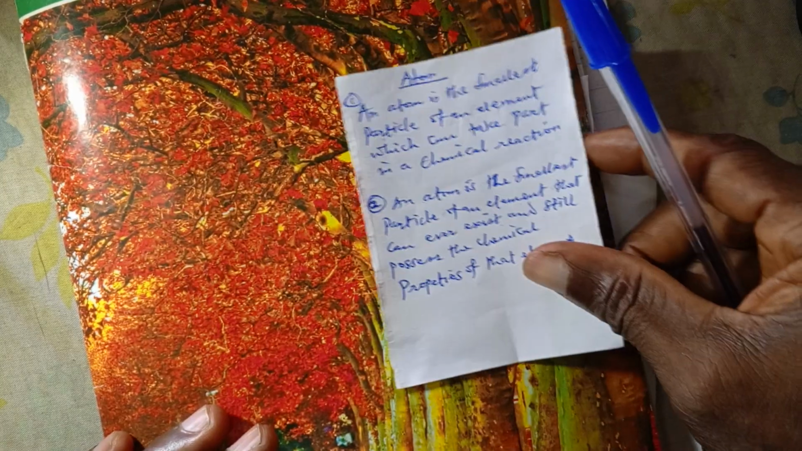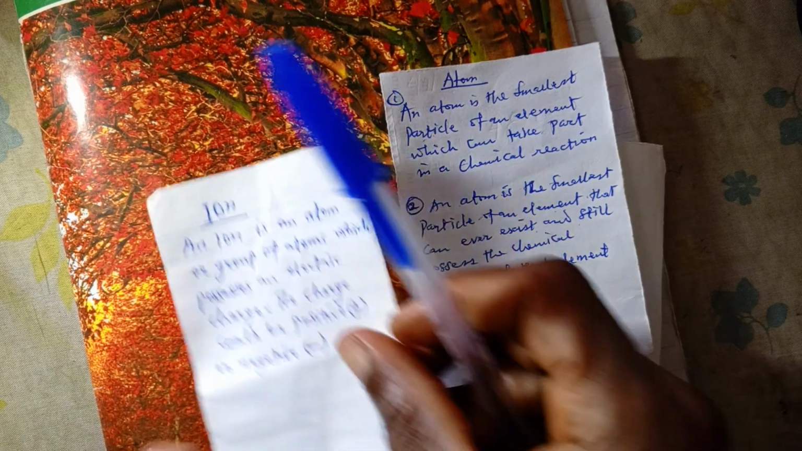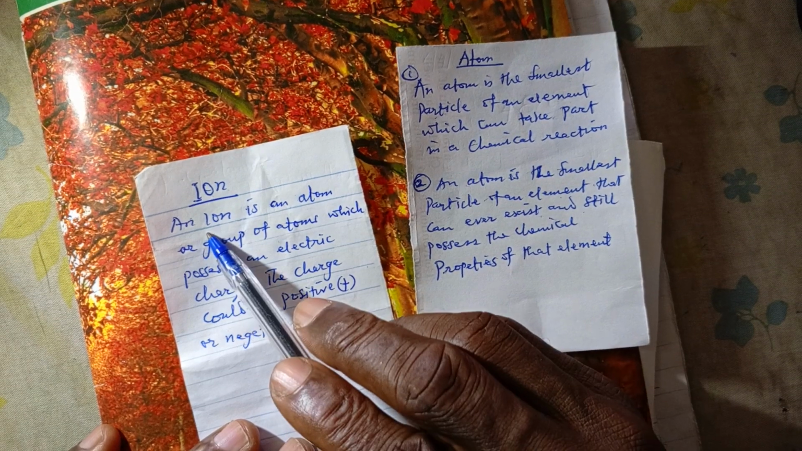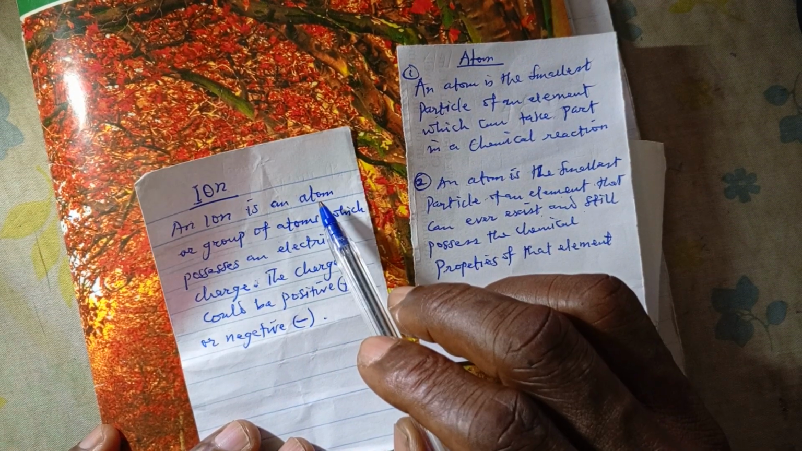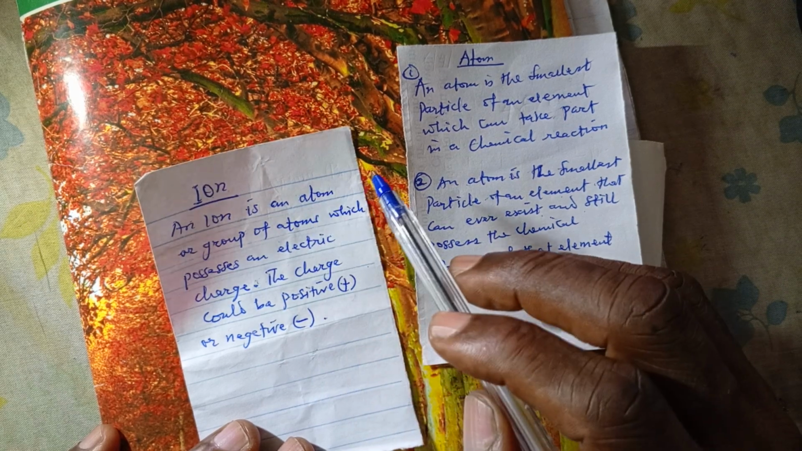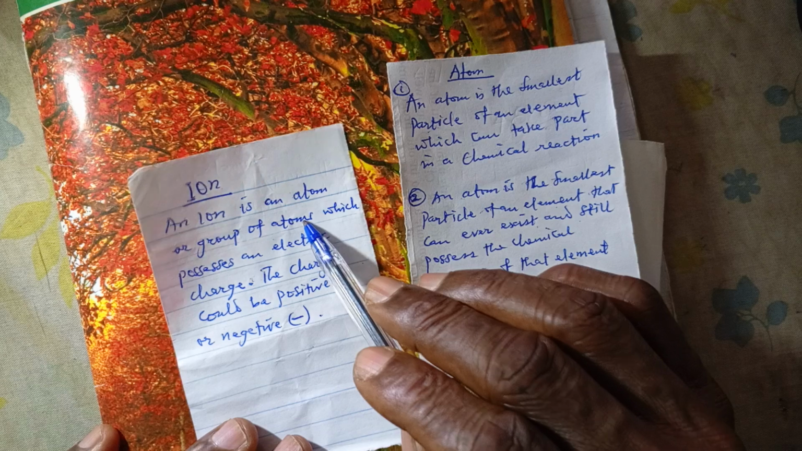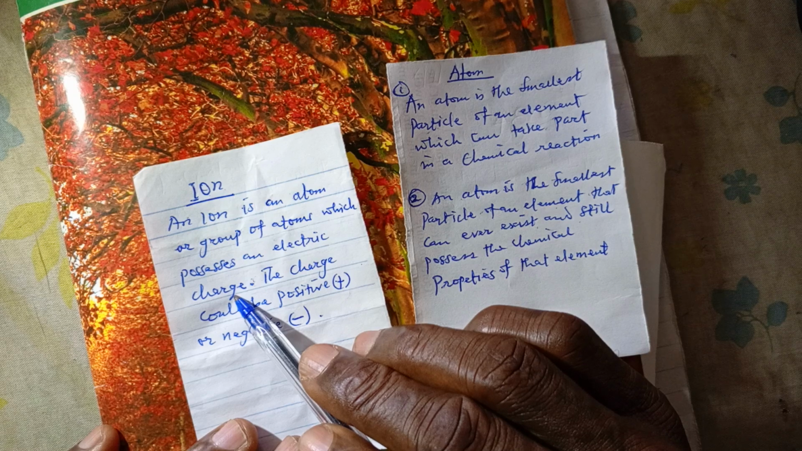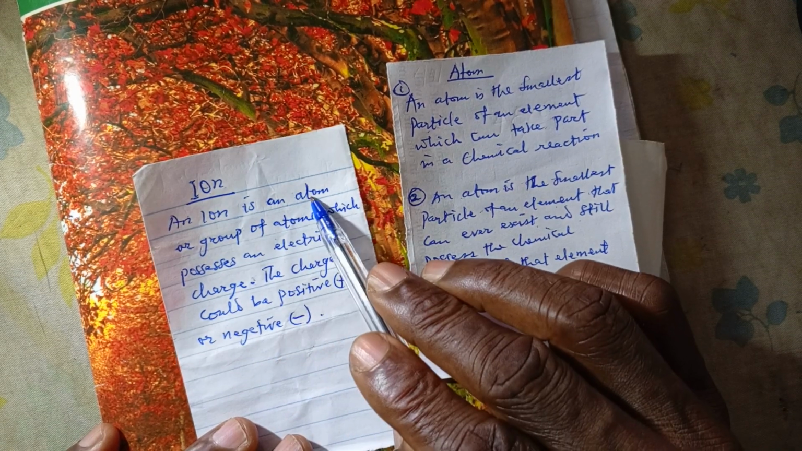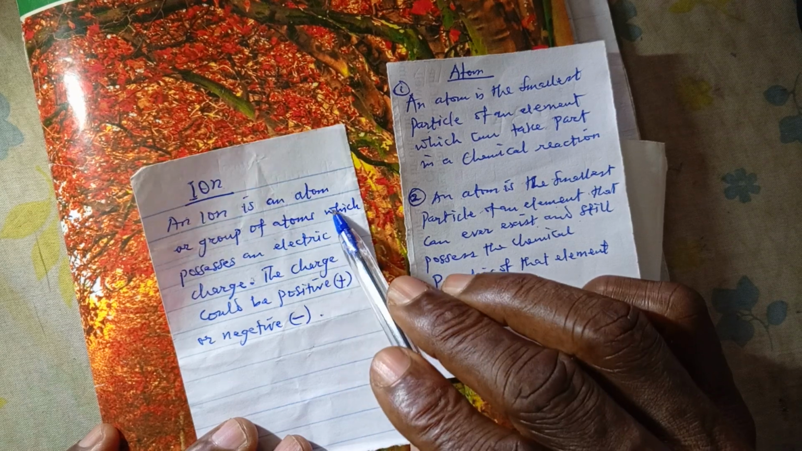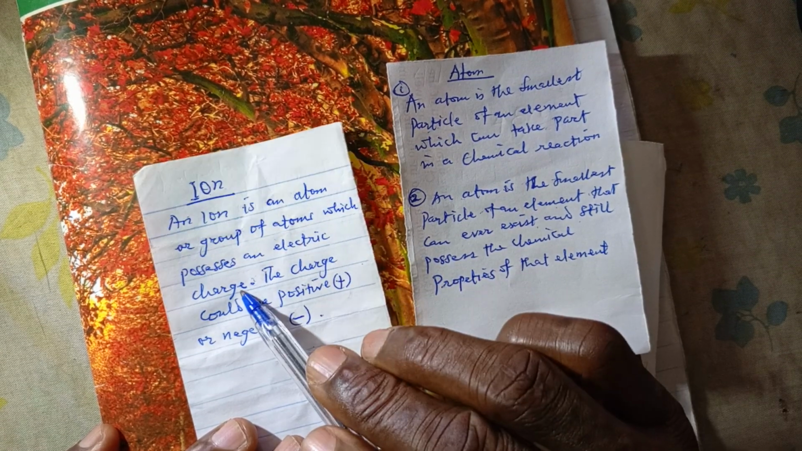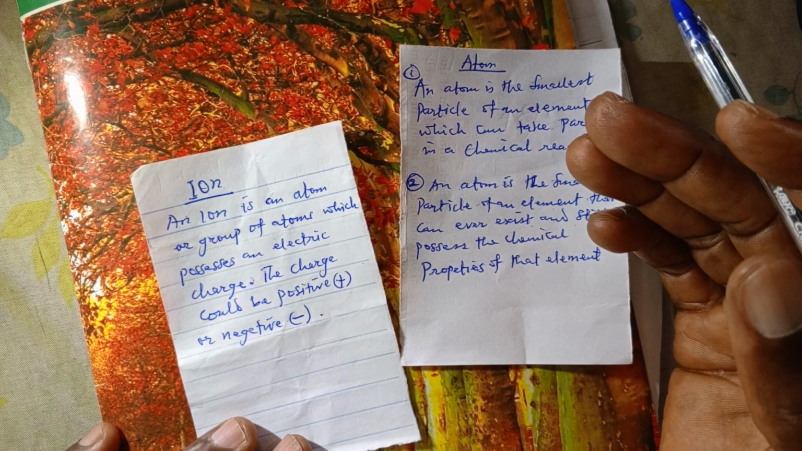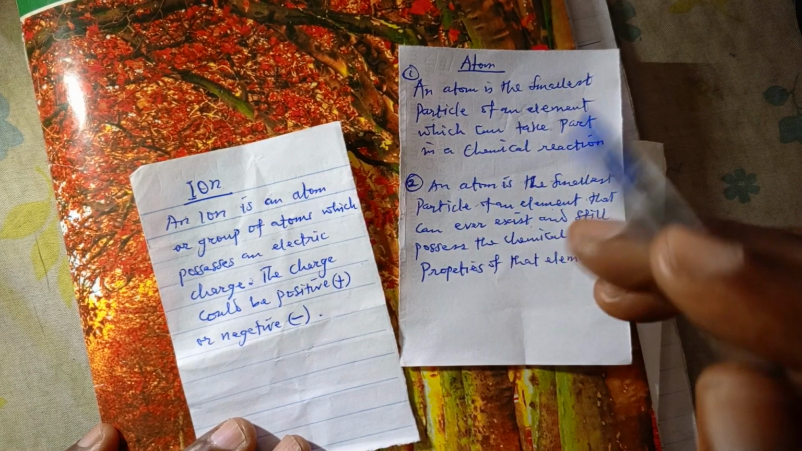Let us go on now to what is an ion. Ion, I-O-N. An ion is an atom or a group of atoms which possesses an electric charge. You should know that the electric charge could be positive or negative, whichever. So that is an ion.